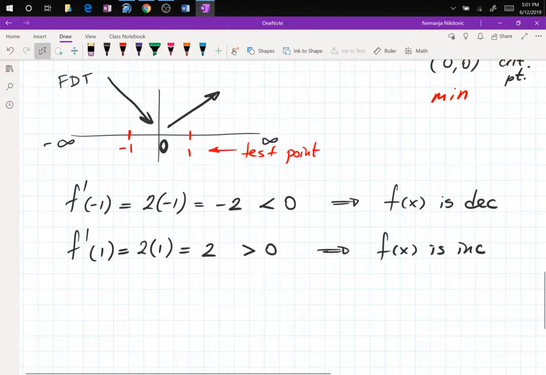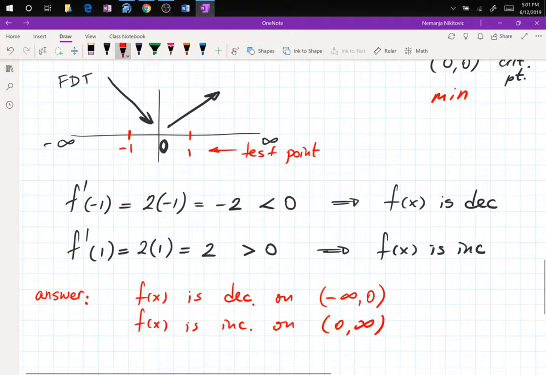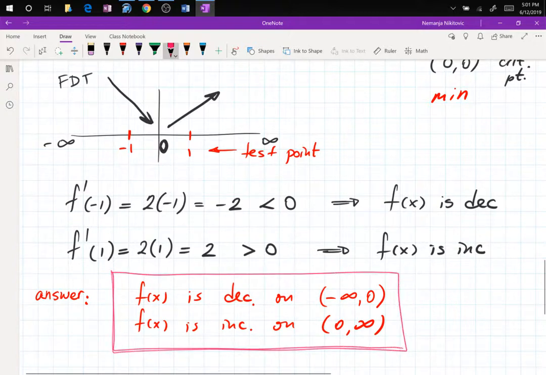Now, what is the type of answer that you need to provide? If you want those final points, you have to say f of x is decreasing. You don't have to spell it out, say DEC, decreasing on, and you put negative infinity to 0. And the next line, f of x is increasing on 0 to infinity. So you are providing a summary, and that's your answer. This box is your answer.